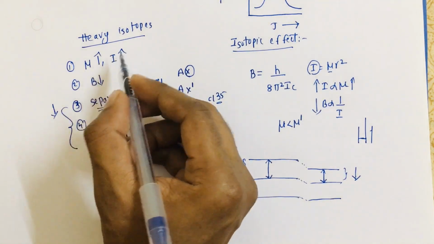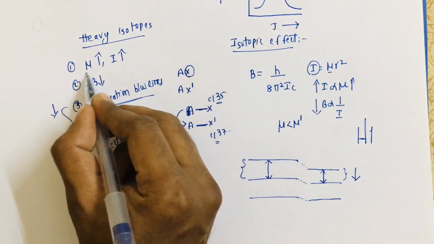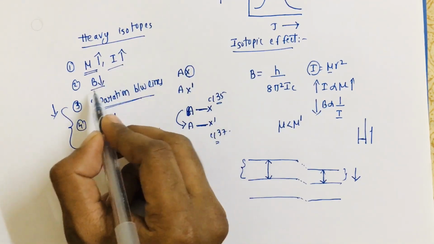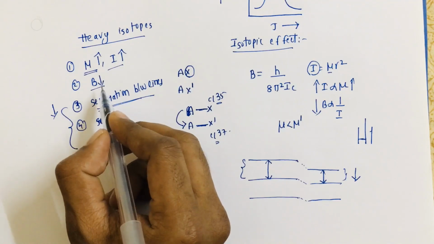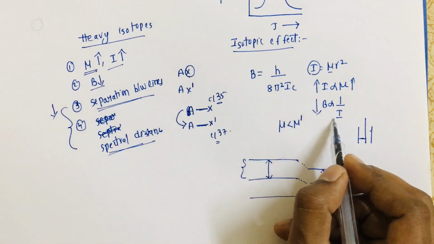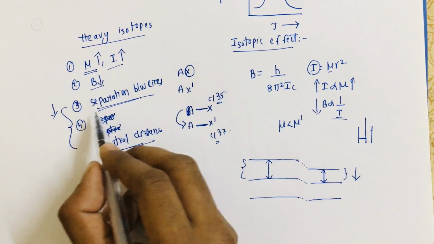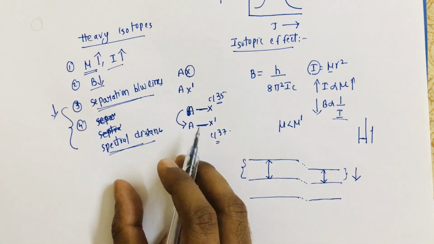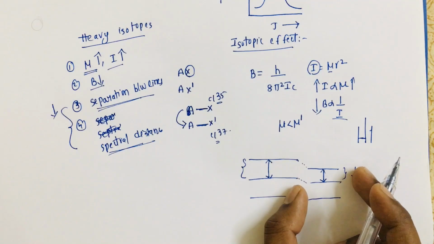So when we introduce a heavier isotope, the reduced mass increases, the moment of inertia increases, and the rotational constant decreases because the rotational constant is inversely proportional to the moment of inertia. The separation between two lines, as we can see here, is decreasing, and the spectral distance also decreases.